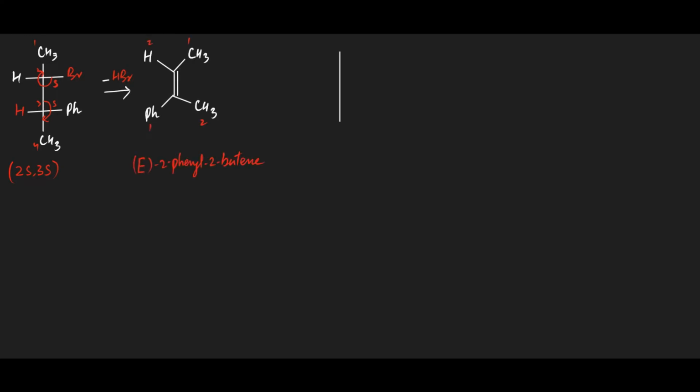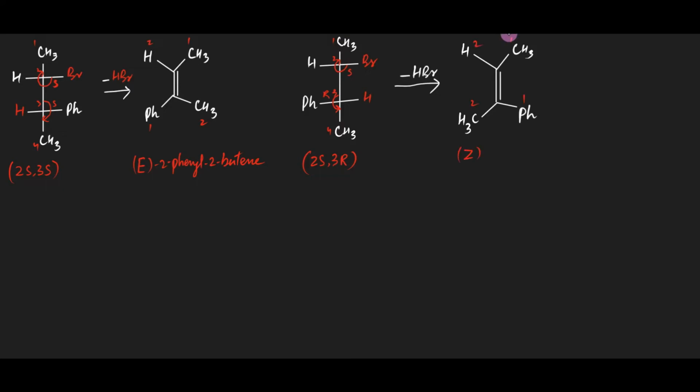Take this second isomer. The groups at carbon 3 are oriented to make this R. So this becomes 2S,3R. Upon elimination of HBr, it gives alkene product, which is Z-alkene. We will understand the elimination mechanism of these two isomers to give different alkenes as products. Take this 2S,3S isomer first.